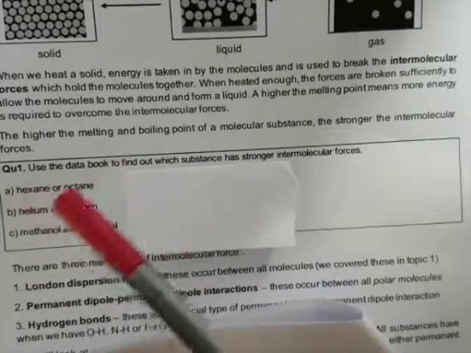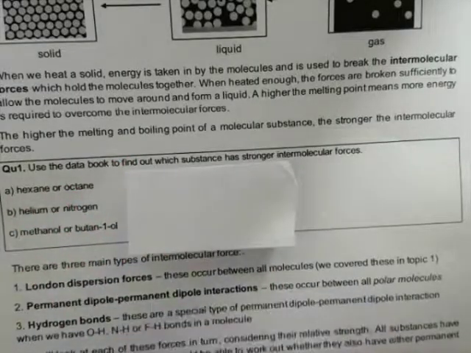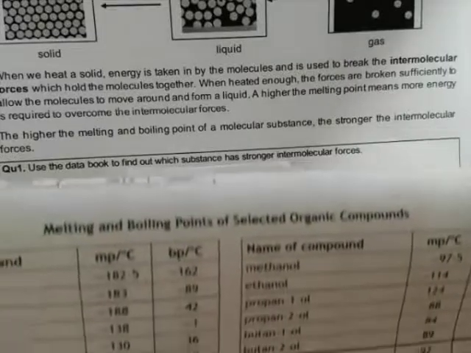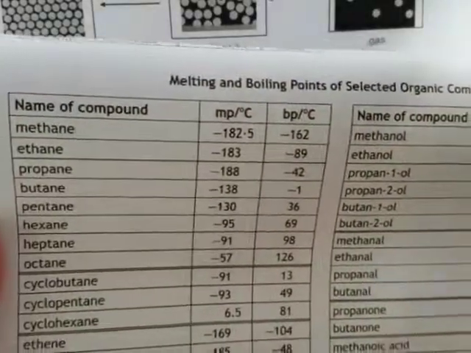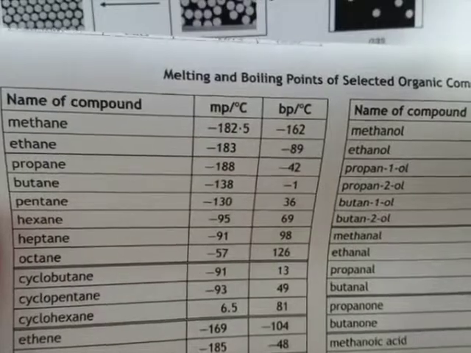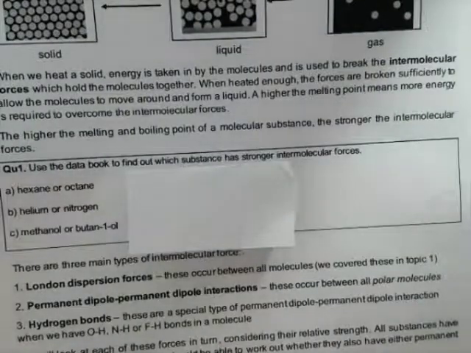So hexane and octane, hopefully you're remembering that those are hydrocarbons, and they will be on the page which is about melting and boiling points of selected organic compounds. So see if you can find that in the contents page. In fact, I'm being so kind to you. Look, here's a look at it just there, so you can see hexane and octane there, hopefully. So what you need to do is look and see which has the higher boiling point or melting point, and therefore which has the strongest intermolecular forces.